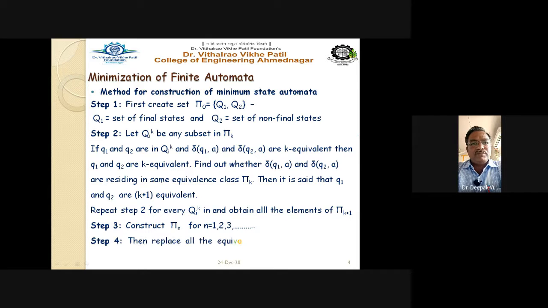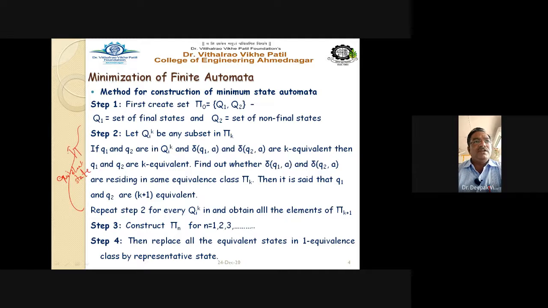And in the last step, replace all equivalent states in one equivalence class by a representative state. Once you find the equivalent states from all these steps, from the equivalent states we easily get the equivalence classes, right? Initially it is pi 0, then we find pi 1, and then finally we find pi 2.